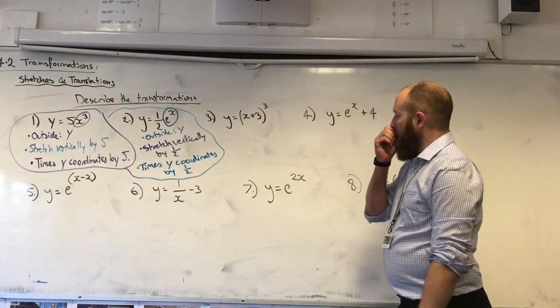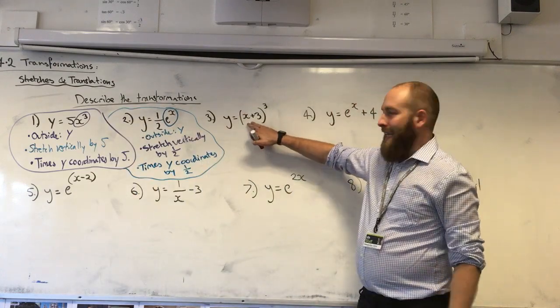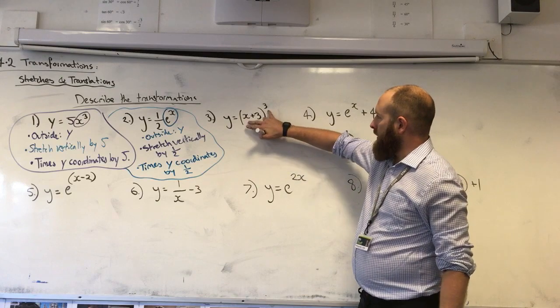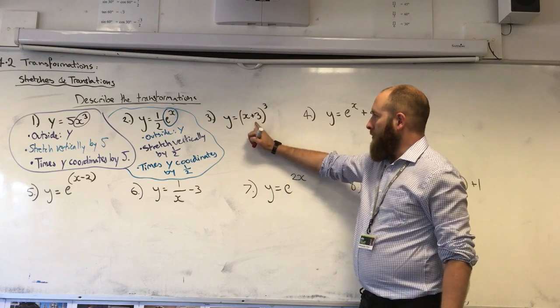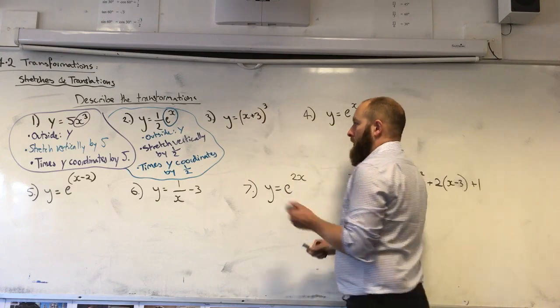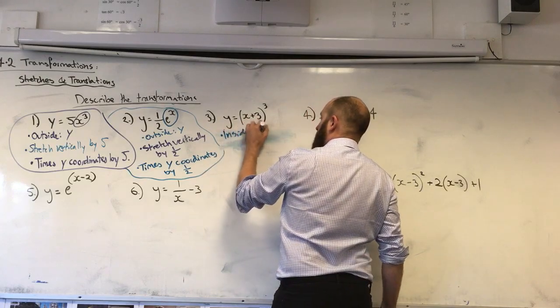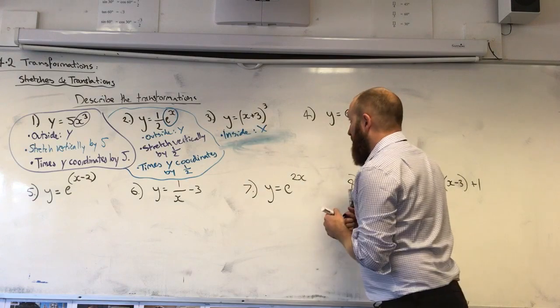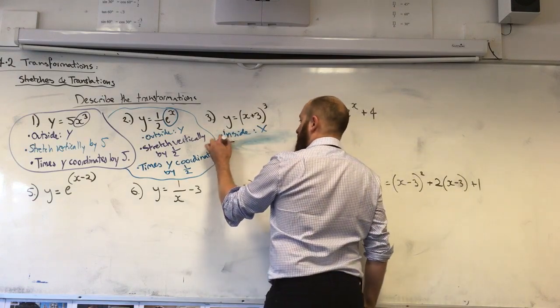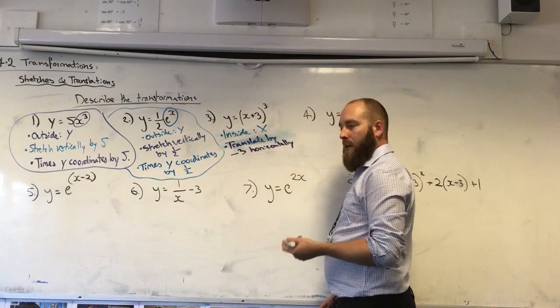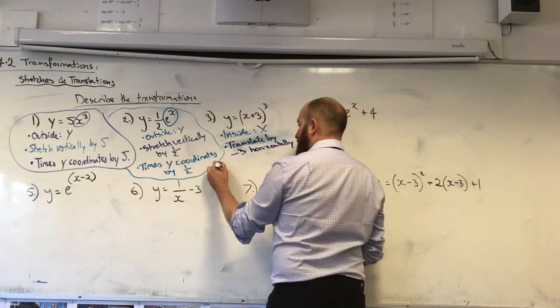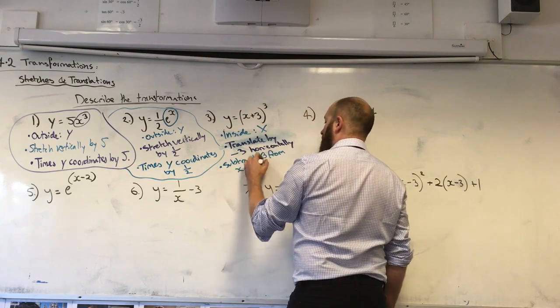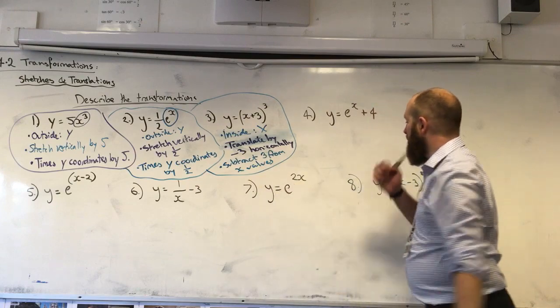Okay, next one. Well, this time we've got something happening inside the function. So the original function was x cubed. I can't really separate the 3 from the x cubed. So it's inside. It's going to affect our x coordinates. And it says add 3. We know it's going to be the opposite. So we're going to translate by -3 horizontally. In other words, subtract 3 from our x values.